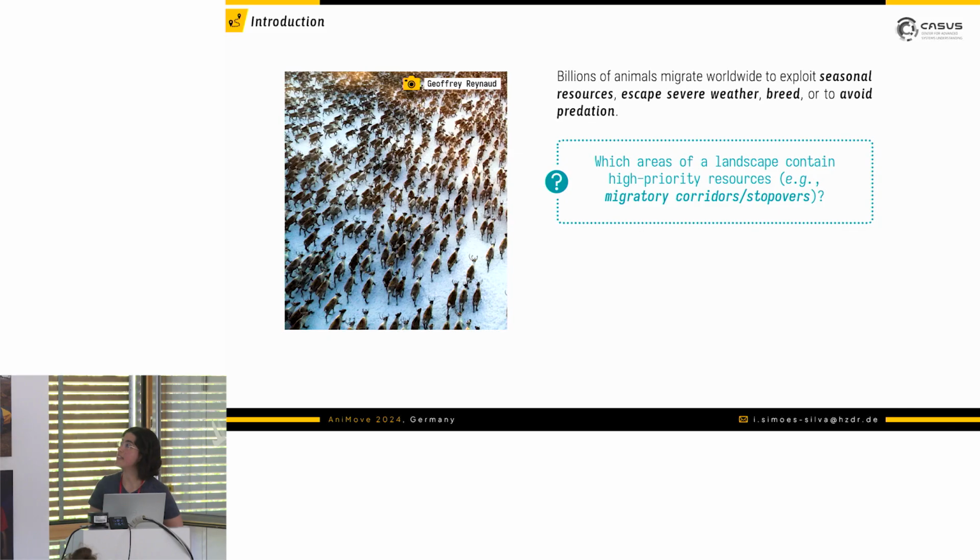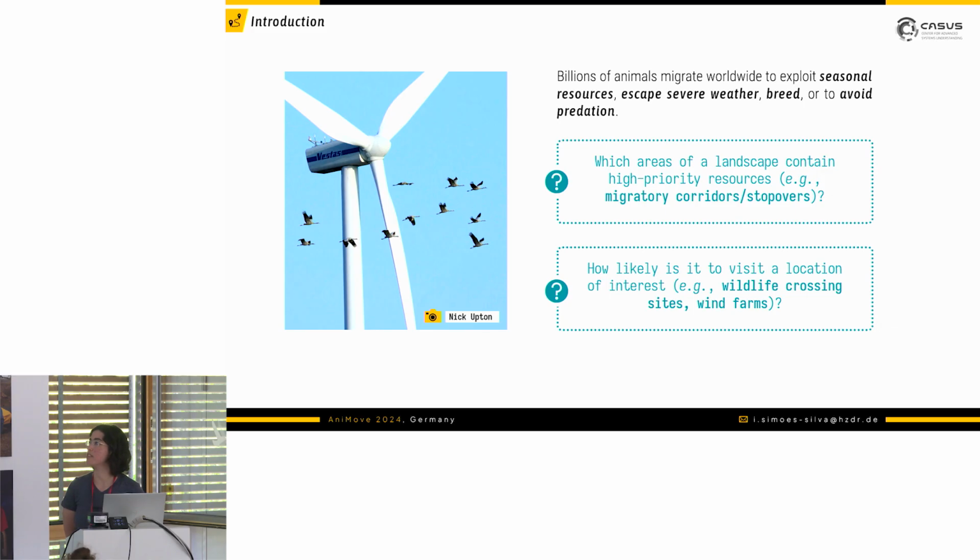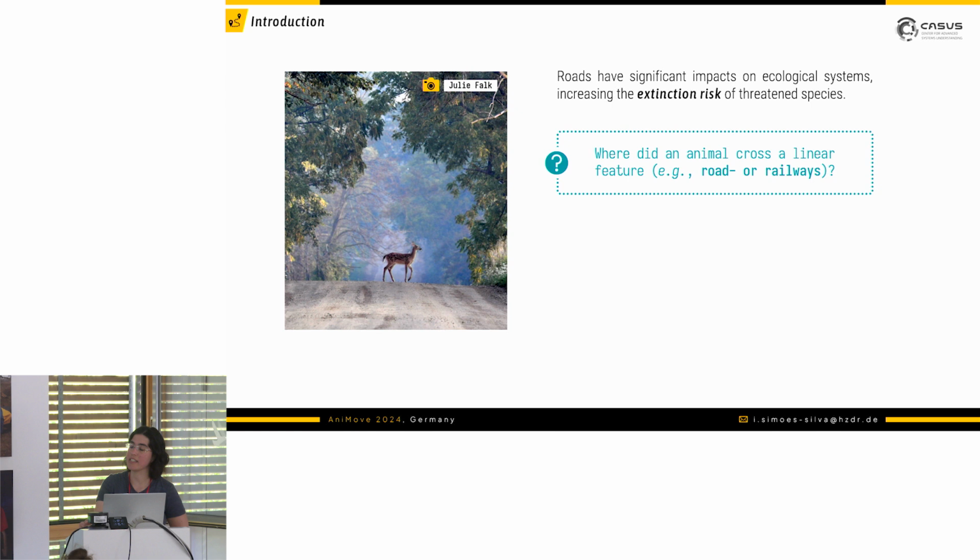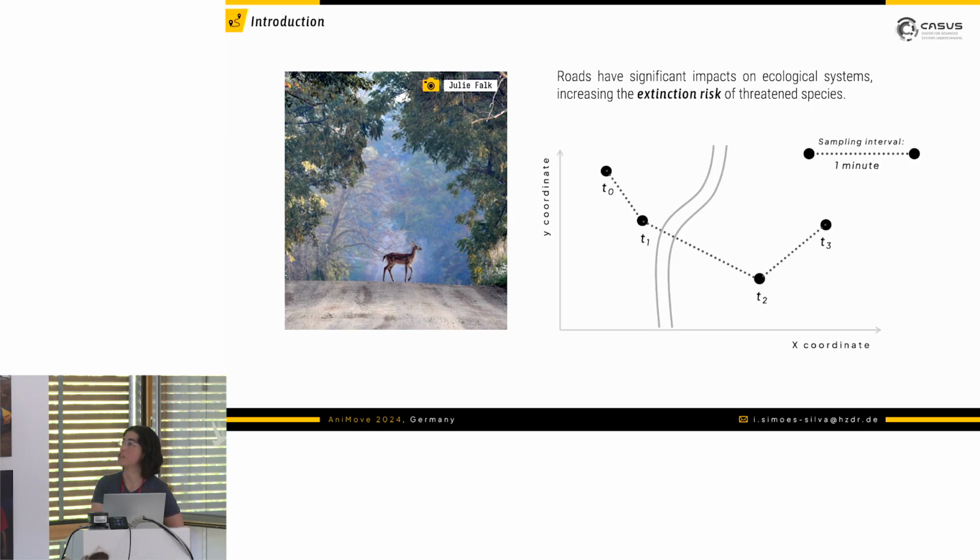So maybe you're interested in migration, or what areas contain high priority resources, either migratory corridors or stopover sites. You could also be interested in how likely an animal is to visit a location of interest, like a crossing site. Maybe you're interested in anthropogenic impacts like wind farms, and you want to see if an animal is likely to visit an area like that. And maybe you're interested in where an animal crossed a linear infrastructure or any sort of feature in the landscape, like a road or a railroad.